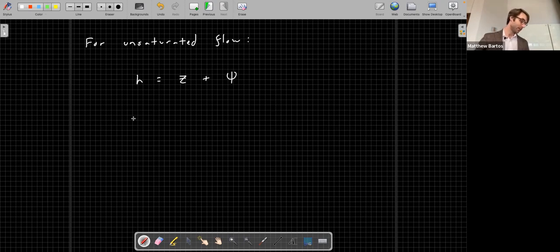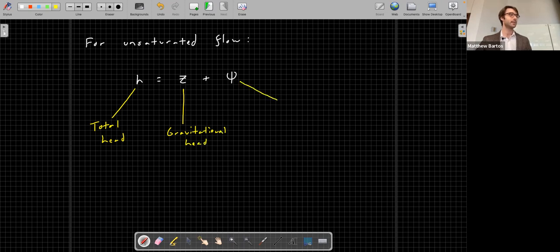Okay, so let me write this out. This is the total head. This is the gravitational head. And this is the matrix potential, and this is essentially due to capillary action. This is the potential associated with the suction force that is holding the water in place and resisting gravity. So basically the head that we have in our dH by dz is the sum of these two components for unsaturated flow.